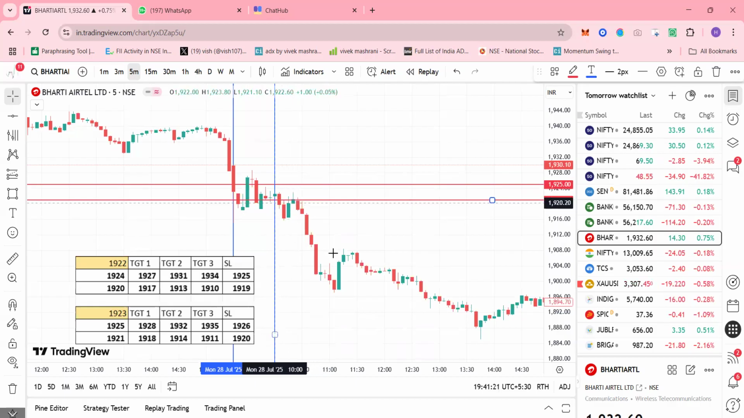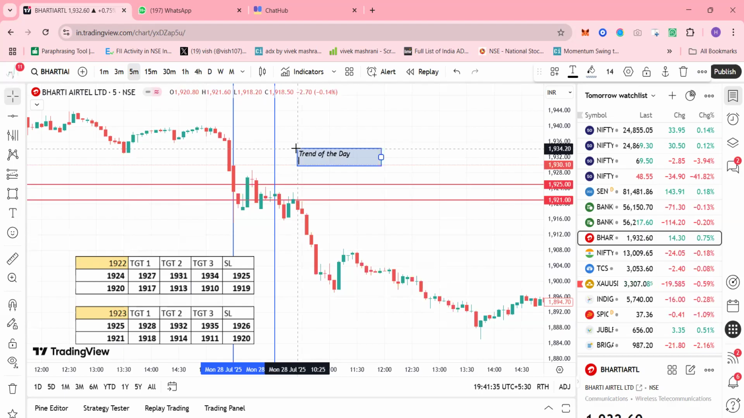So there are a couple of things it will help you with. It will tell you the trend of the day. This is not support and resistance. It is not. It is based on open interest and GANN data.